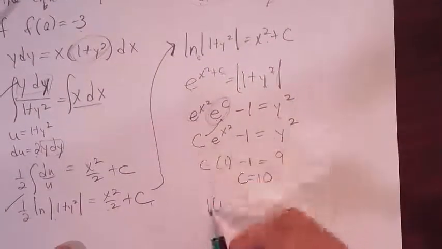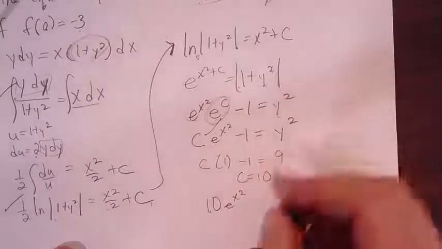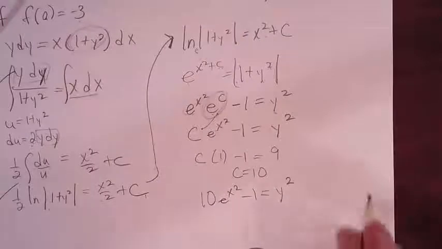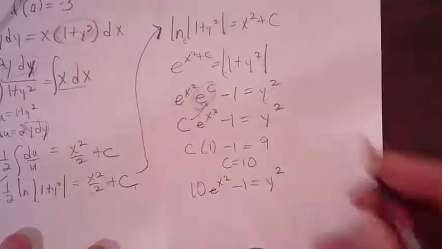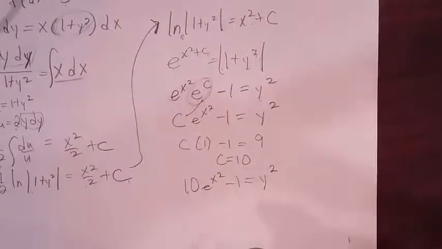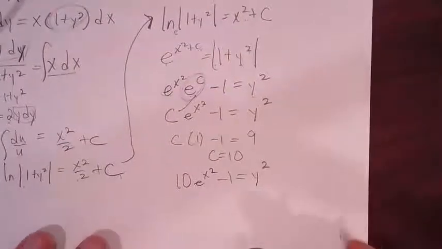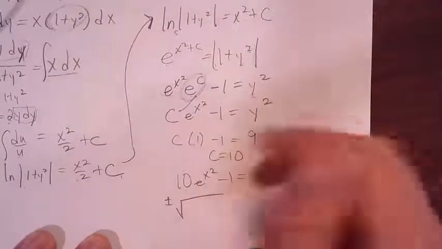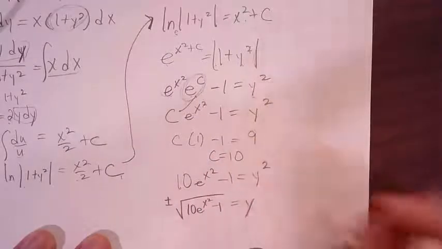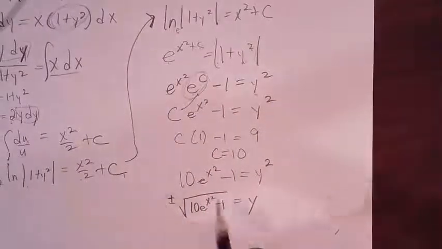I've got 10 for c. 10 e to the x squared minus 1 is y squared. If I want to get the y by itself, I need to put in a square root sign. Now, here's the thing that people forget. When you put a square root into a problem where there had not been one, you need to consider both the positive and the negative branches. So in this case, I'd maybe have plus or minus the square root of 10 e to the x squared minus 1 for my answer, except that this wouldn't be a function.